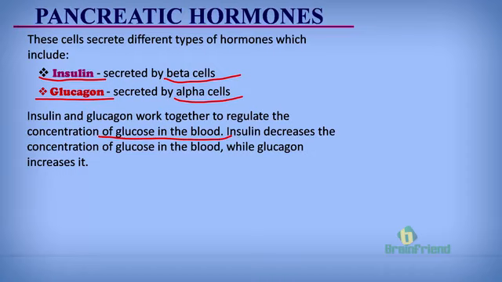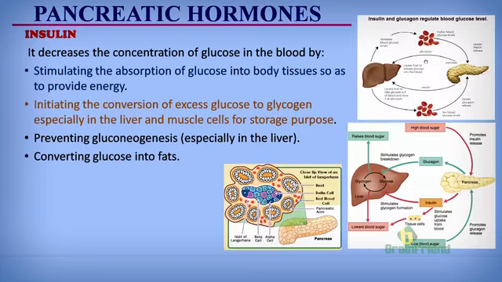While insulin decreases the concentration of glucose in the blood, glucagon increases the concentration of blood glucose. That's why I say they work in opposite direction, even though they are friends. One increases glucose concentration, the other decreases glucose concentration. So take a look at how these hormones carry out their function. The first is insulin. Remember, we said it is secreted by the beta cells of the pancreas.